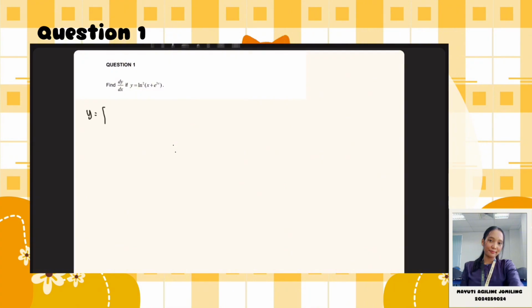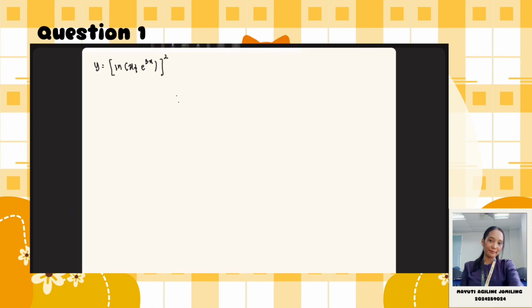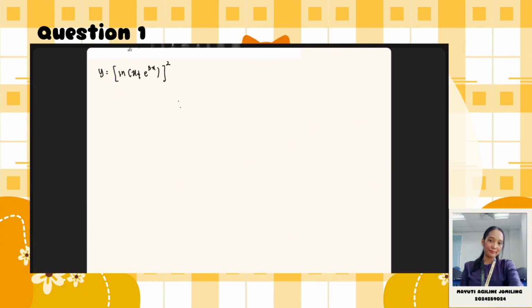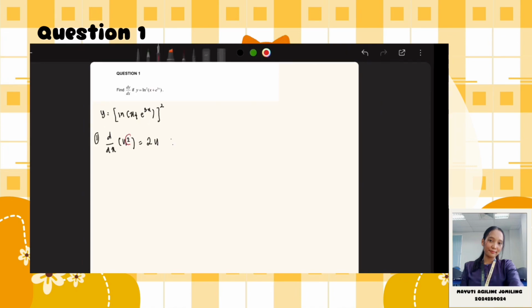y equals square bracket ln(x plus e to the power of 3x) to the power of 2. First, I differentiate the outer function. d over dx of u to the power of 2 is equal to 2u. This is because I bring the power of 2 in front of the u.